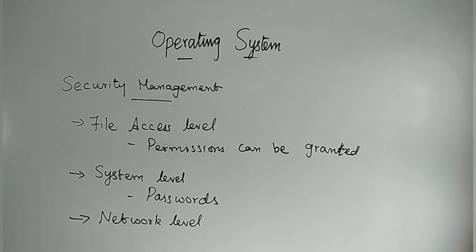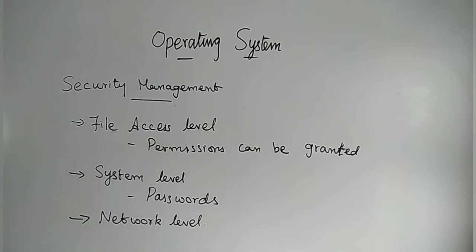Now we are discussing the key feature, that is security management. Security is most important and it must be handled correctly by your operating system. There you have 3 levels of security. The first one is the file access level, next is the system level, and the next is the network level. Each and every single file must be accessed only after permission is given. Permission can be granted by whom? The person who created the file or the administrator. That is your file access level.